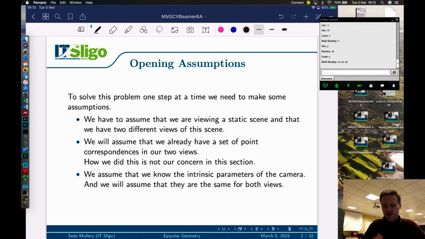But try and think of this lecture as entirely confined to the fact that we've got 2 views, we've already got our point correspondences. How do we figure out the rotation and translation from there? And we'll continue on with more of it from last week.